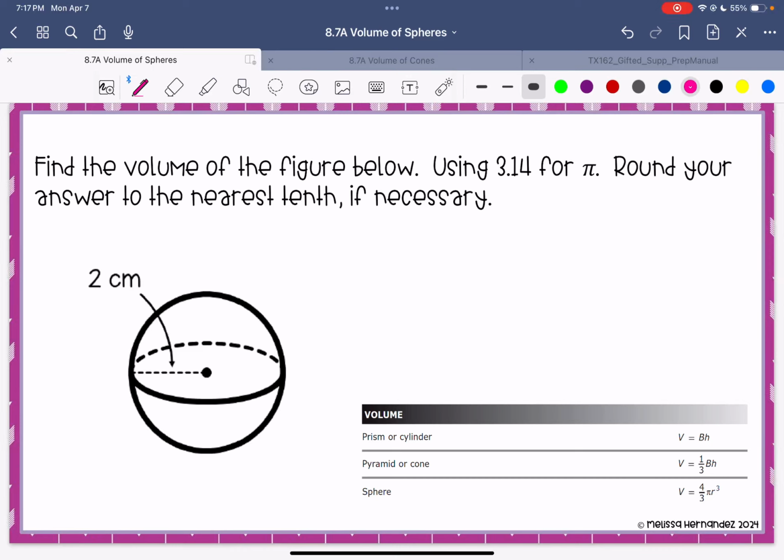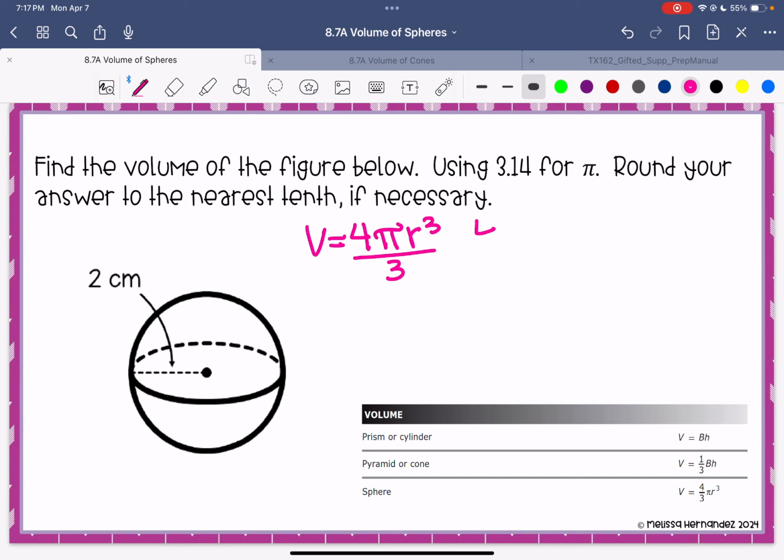Alright guys, for this video we're going to find the volume of a sphere, and I have the formula sheet at the bottom of the part that we're going to need, which is the volume section, where we'll use 3.14 for pi, and then we're going to round to the tenth place at the end. Okay, so volume equals 4 times pi times radius cubed divided by 3. I know it looks a little different, but it still works out the same.